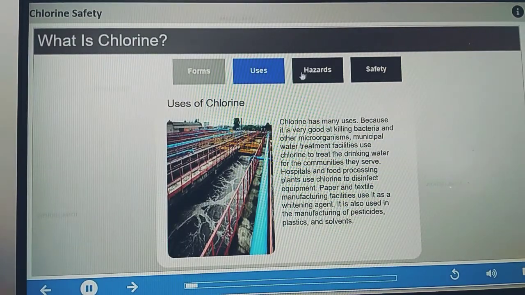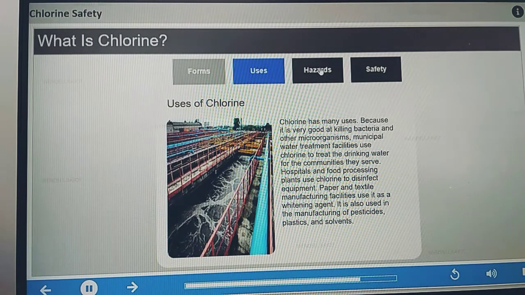Chlorine has many uses. Because it is very good at killing bacteria and other microorganisms, municipal water treatment facilities use chlorine to treat the drinking water for the communities they serve. Hospitals and food processing plants use chlorine to disinfect equipment. Paper and textile manufacturing facilities use it as a whitening agent. It is also used in the manufacturing of pesticides, plastics, and solvents.